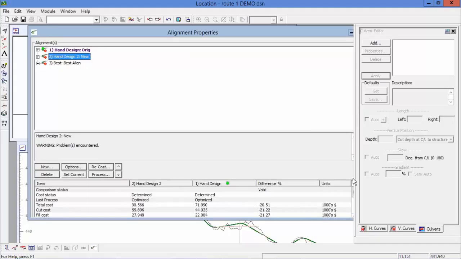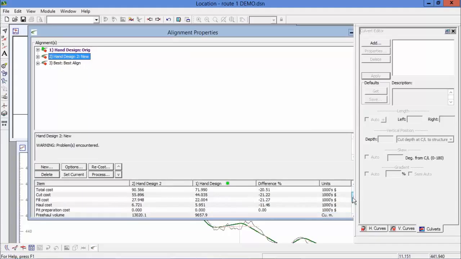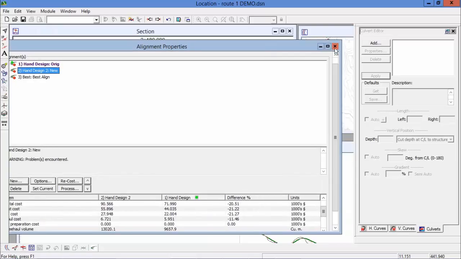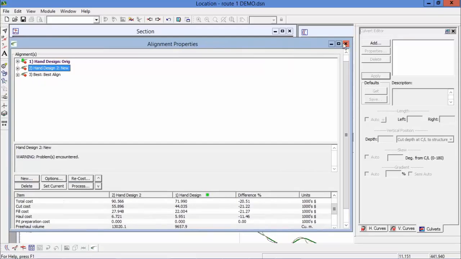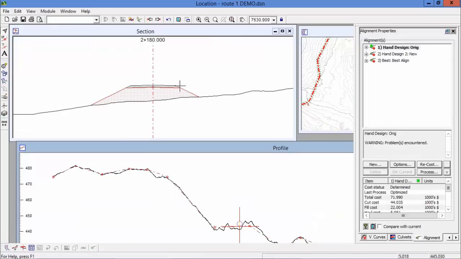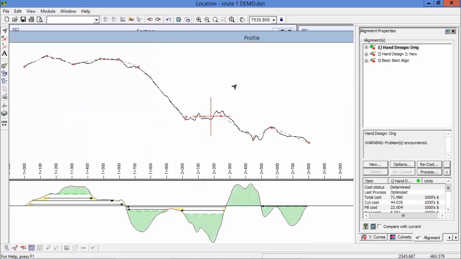Okay. So here you can see the comparison between the hand design I have tweaked and the original hand design, and you can observe the difference in terms of cost. So there's a 20% improvement in terms of the total cost. Same thing for the cut cost, fill cost, and it's a little better for the haul cost. So these costing procedures allow us to really compare two alignments. Just going to put that back. It really allows us to compare two alignments with a quantitative measure.